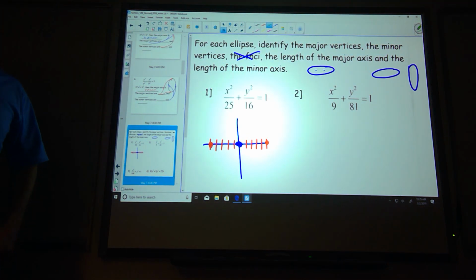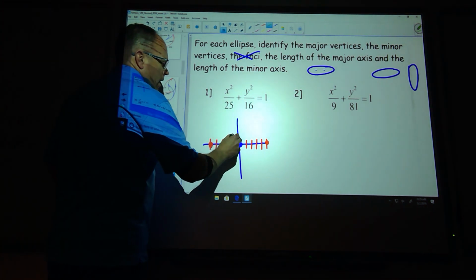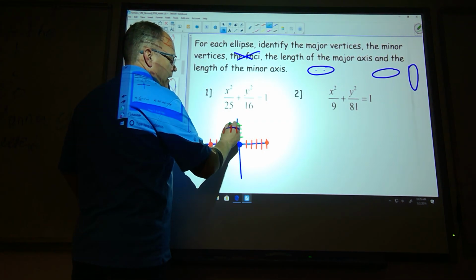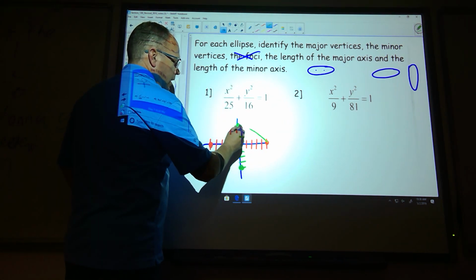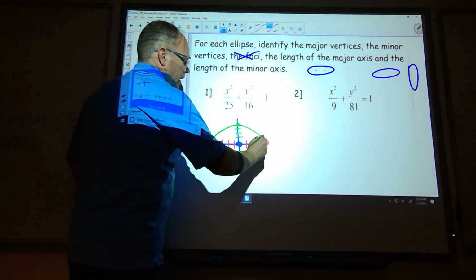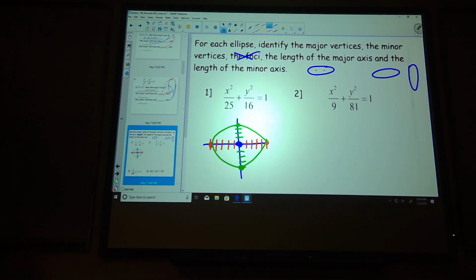So what's the square root of 16? 4. 1, 2, 3, 4. 1, 2, 3, 4. And so there's my shape. That's my ellipse. But it looks like a circle. No, it only goes this way, like a football. I can't draw shapes real well.